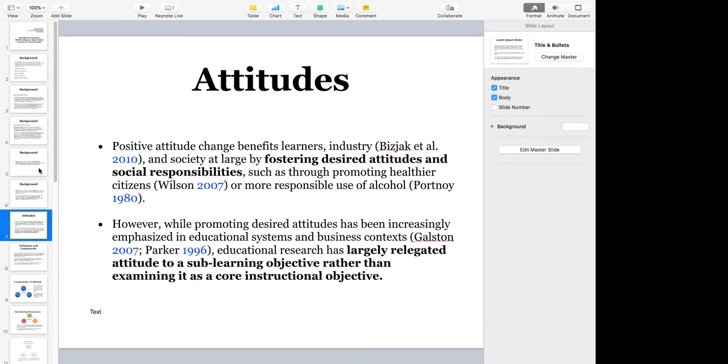However, it is interesting that while promoting desired attitudes has been increasingly emphasized in educational systems and business contexts, the research has largely relegated attitude to a sub-learning objective rather than an actual core objective that we really think about and explicitly strive for.